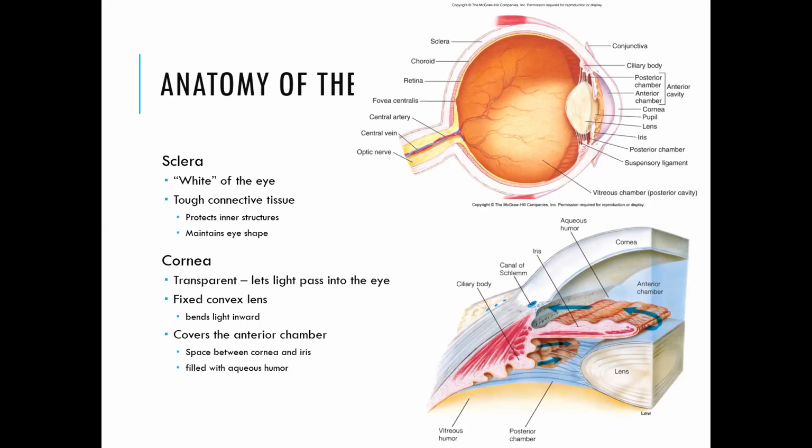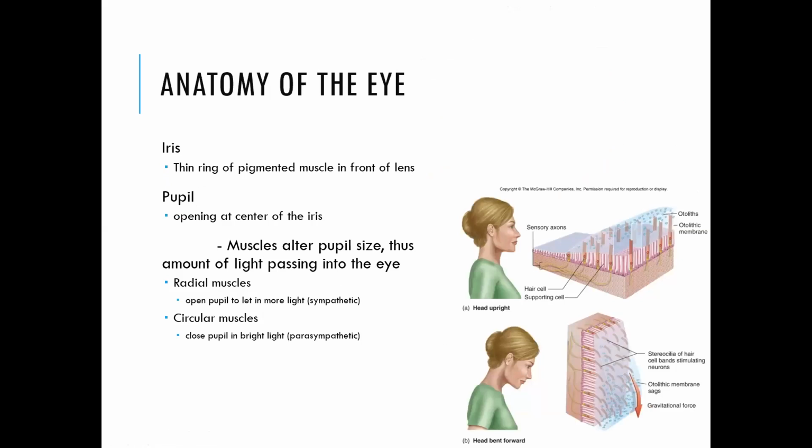Your cornea is the transparent region of your eye that lets light pass in. If you're seeing my cursor here in the middle, your cornea surrounds the eye and allows light to pass into it. It's made up of a fixed convex lens to help bend light inward so that it's directed into that organ, and it covers the anterior chamber, which is filled with a substance called aqueous humor that assists in the protection of that organ. Then you have your iris.